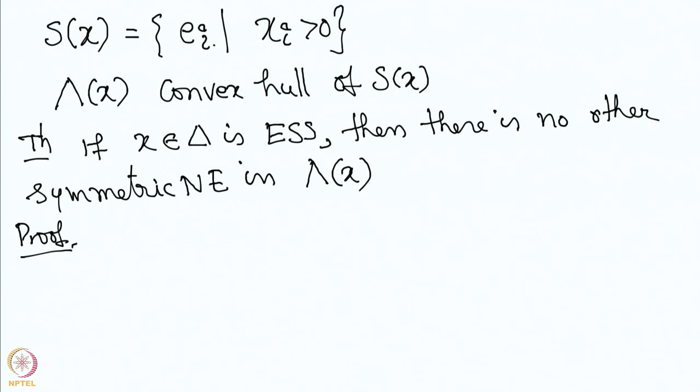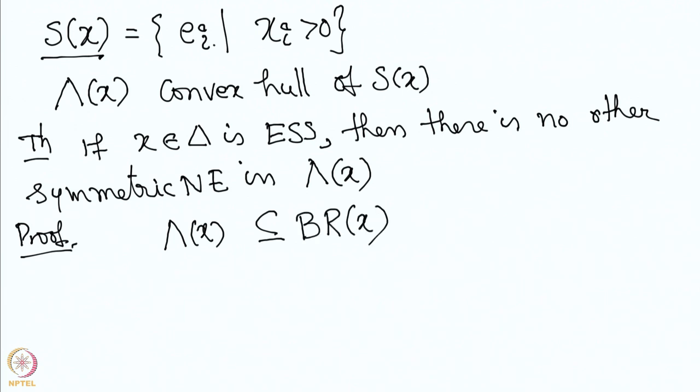because x is an ESS, that means x is a symmetric Nash equilibrium, and hence all the pure strategies in Sx are going to be best responses to x. Therefore, this lambda x itself is going to be a best response, because every pure strategy is a best response to x. Therefore, any convex combination of those best responses is also in the best responses. So therefore, lambda x is going to lie inside this best response. Therefore, the condition pi x y is strictly greater than pi y y holds for every y in lambda x.